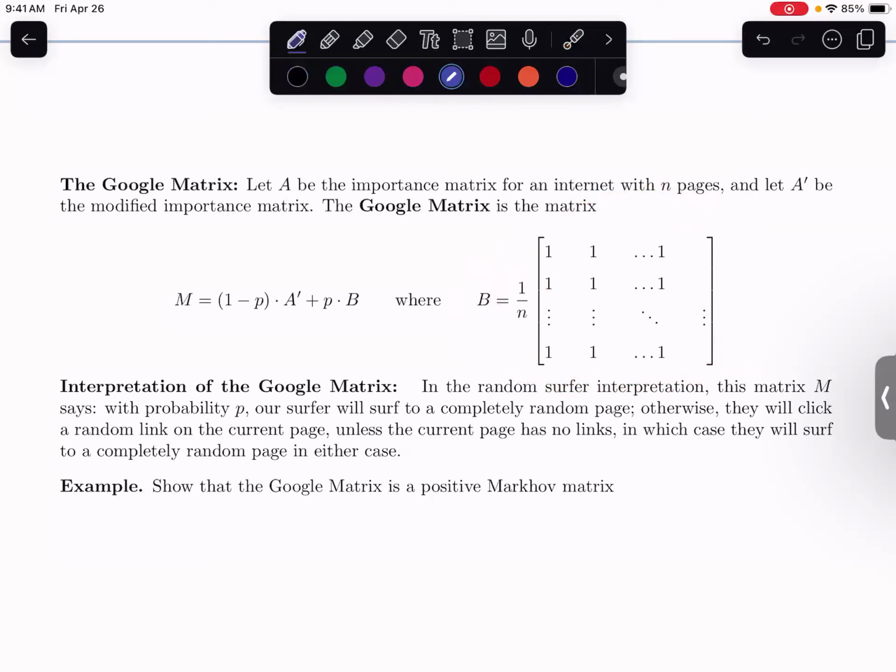And this, I didn't really type this up very well. It looks kind of weird. I guess maybe there should be a final column of ones at the end. I kind of wrote out the matrix in a weird way.